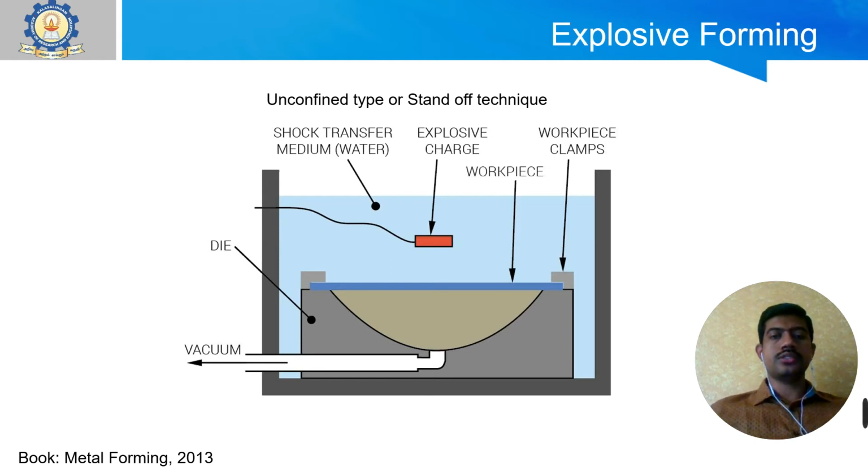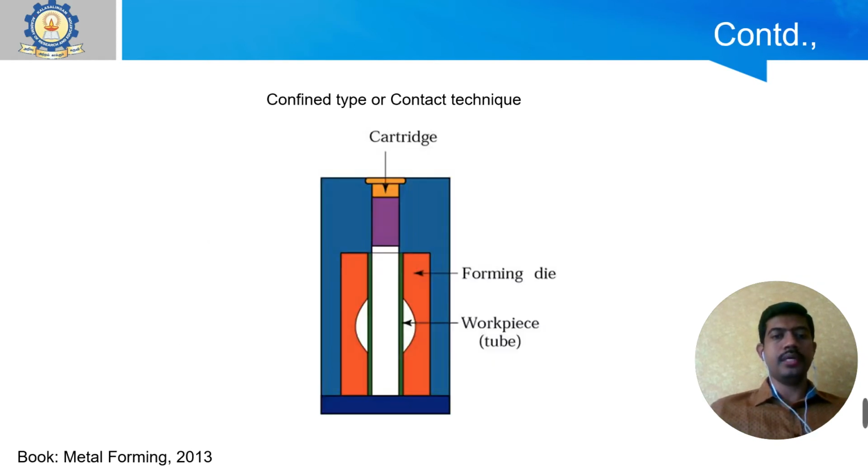But here, since during the explosion gas bubbles may be produced, this gas bubble expands spherically and then it collapses. Finally the pressure pulse impinges the work and the metal is deformed into the die with a very high velocity. So this is the unconfined type of explosive forming. And then comes your confined type.